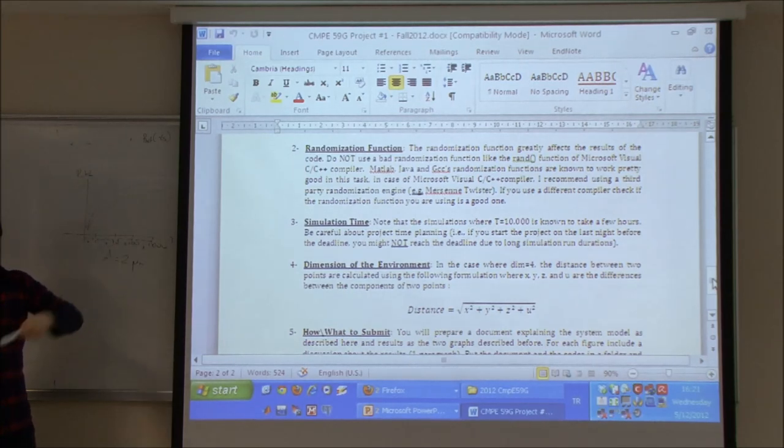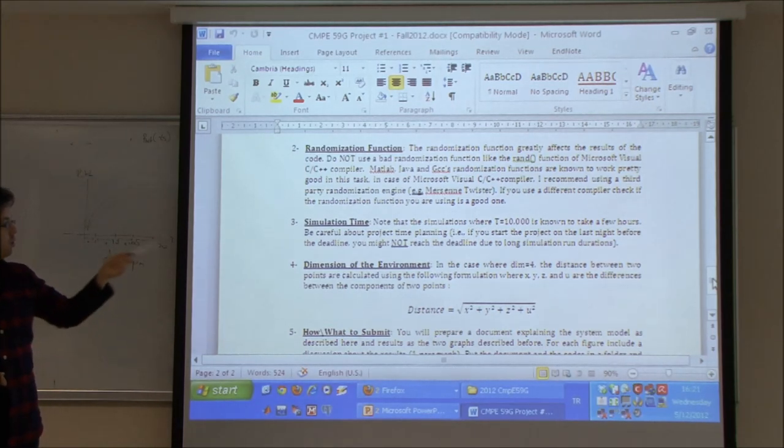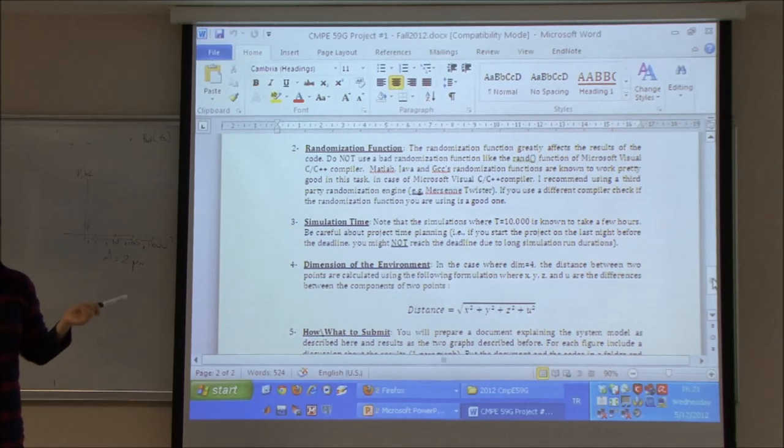If you want to use a C or C++ compiler, you can just search the web for the Mersenne Twister code, which is a very good randomizer. It is a very short code, and it's available for free. If anybody has trouble finding a Mersenne Twister and insists on using Visual Studio, you can email me, I can send you the code. It's a free code.